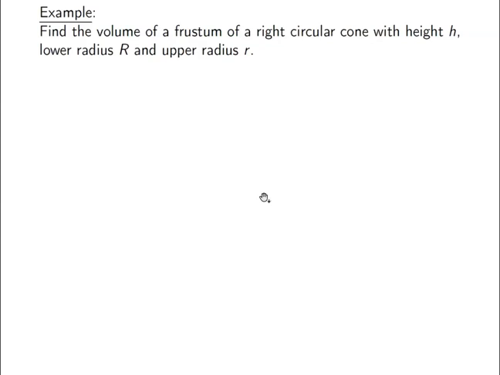I'm sorry, a frustum. A frustum is a right circular cone that has a height of h and has a lower radius R and an upper radius little r. So think about a cone, like an ice cream cone that's been put on the ground, and you kind of just chop the pointy top off, so that the lower and upper parts are parallel. So it'll look like this.